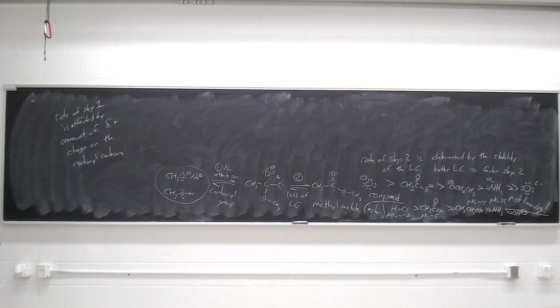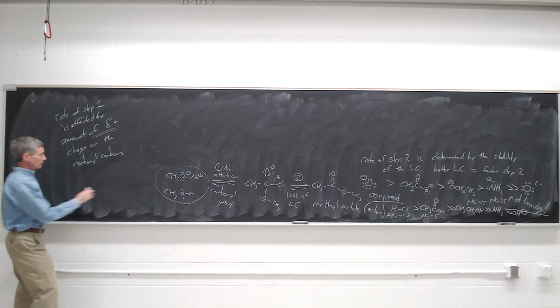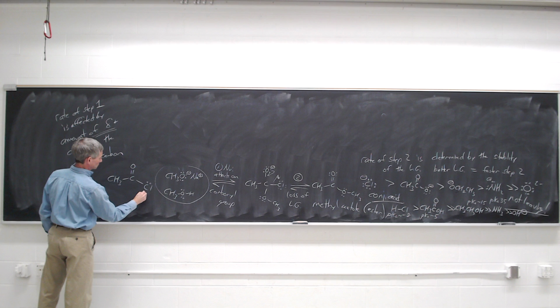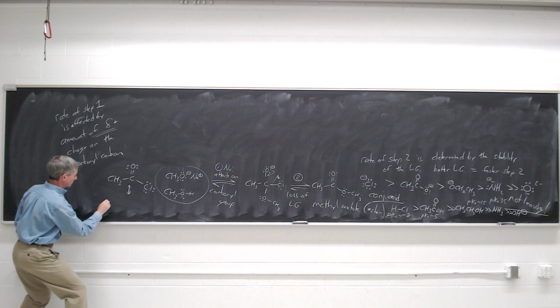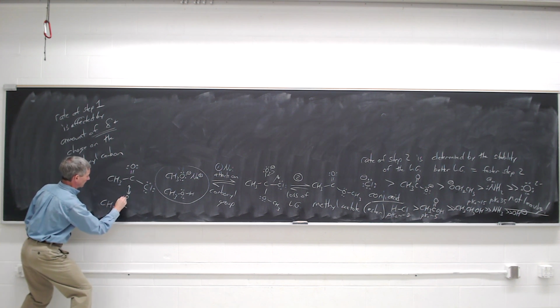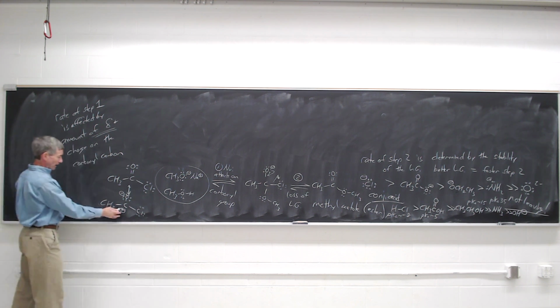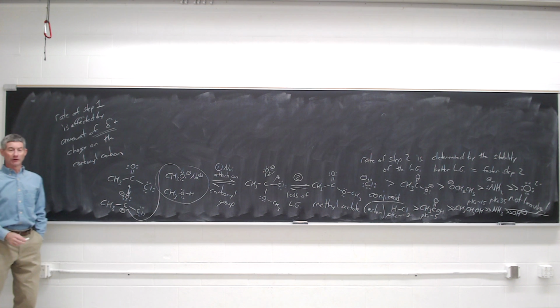Since in this case the base is the same, it's methoxide in all cases, the rate of step 1 is going to be dependent on the amount of partial positive charge on the carbonyl carbon. We know that there's a minor resonance form for this. It has a full positive charge on the carbon and a negative charge on the oxygen. The more positive charge there is here, the more likely our nucleophile is to want to attack it.